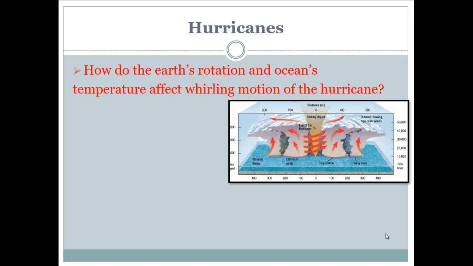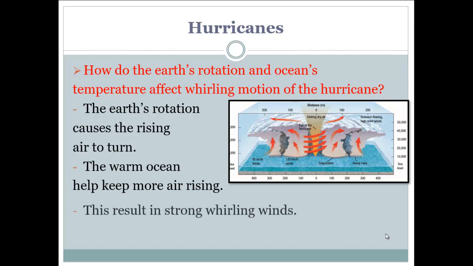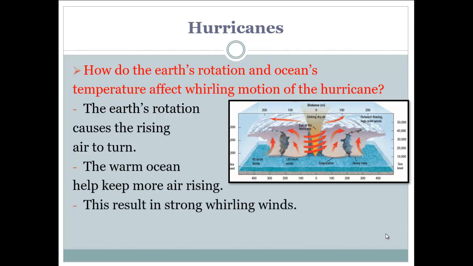How do the Earth's rotation and the ocean's temperature affect the spiral, whirling motion of the hurricane? The Earth's rotation causes the rising air to turn. Then the warm ocean helps keep more air rising. Then this results in strong whirling winds.